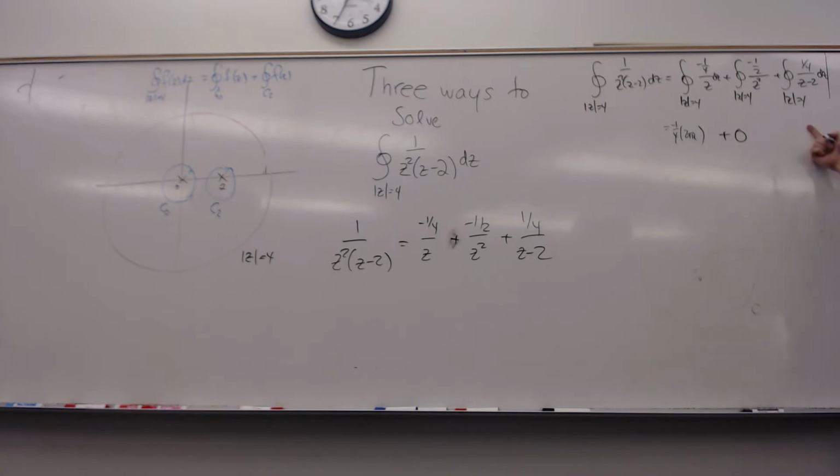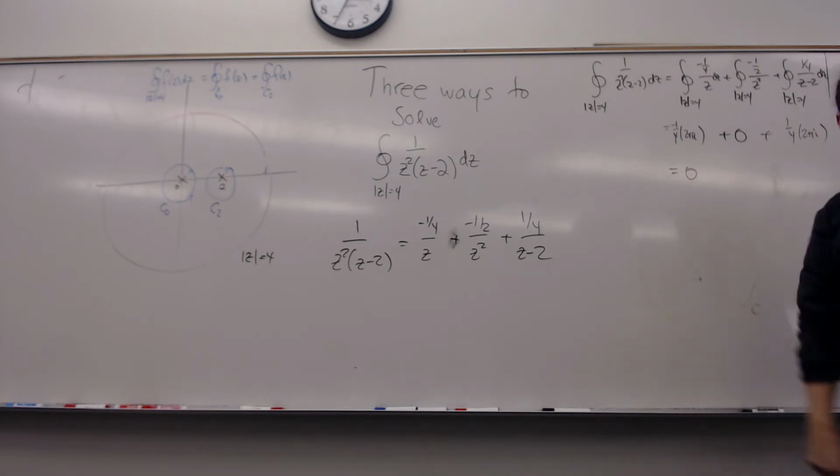What's the integral of this piece? Well, 1 over z minus 2, that 2 is inside the contour, so the integral of 1 over z minus 2 is 2 pi i. So again, we end up with 1/4 times 2 pi i. And what does that mean? It means that this integral is nothing.